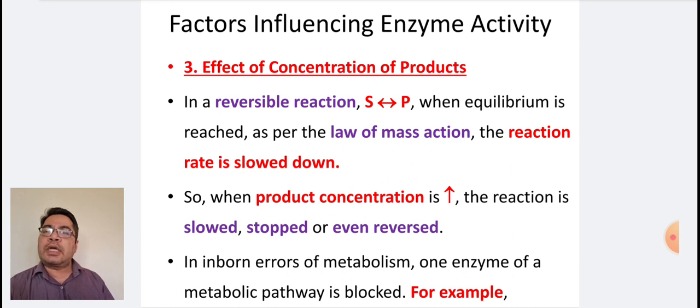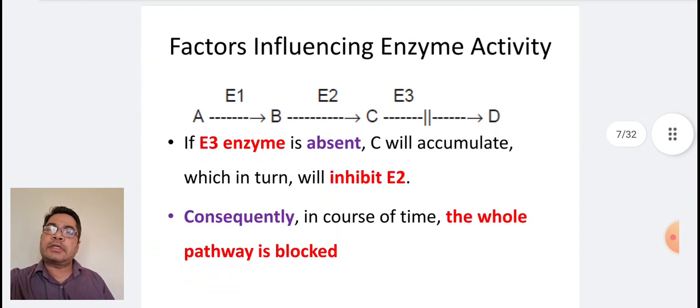In inborn error of metabolism, the enzyme of a metabolic pathway is blocked. For example, A undergoes B in the presence of E1, then B undergoes C in the presence of enzyme E2, and then C undergoes D in the presence of enzyme E3. If E3 enzyme is absent, C will accumulate, which in turn will inhibit E2. Consequently, in the course of time, the whole pathway is blocked.